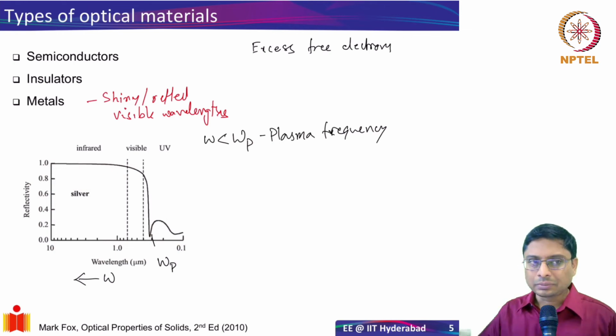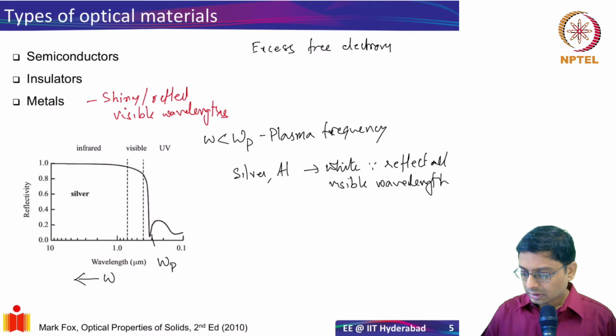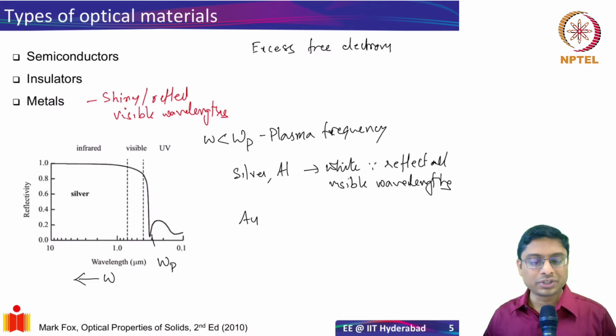So if you look at metals broadly, you have metals like silver or even aluminum, which are whitish in color. White because they reflect all visible wavelengths. You have other metals like gold, for example, which is yellowish in color.